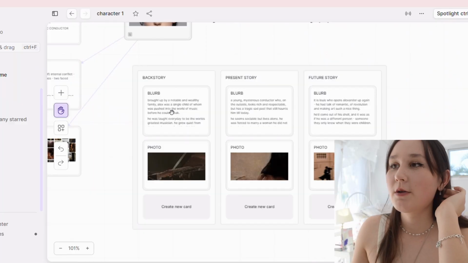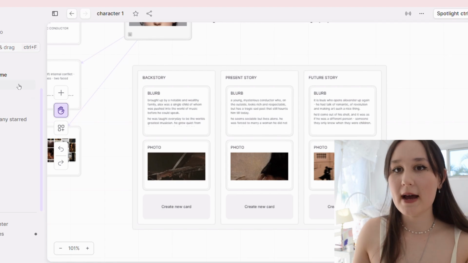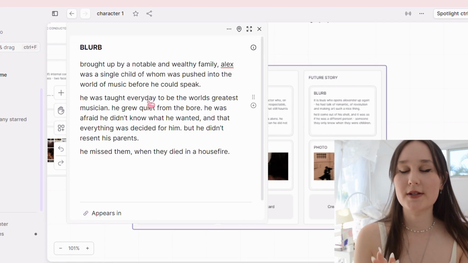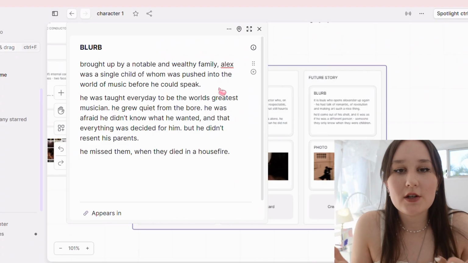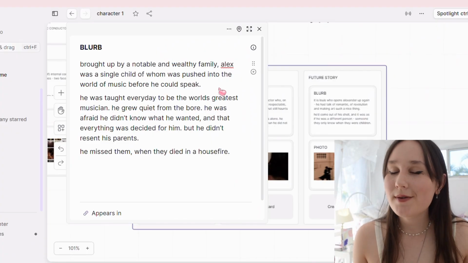Anyways, okay, so when we think about backstory, let's talk about backstory first. So this is the blurb of Alex's backstory, and I say blurb because we don't need to go into too much detail. We're just thinking about how the character grew up. What was their childhood like? So their backstory is all about, of course, their childhood.